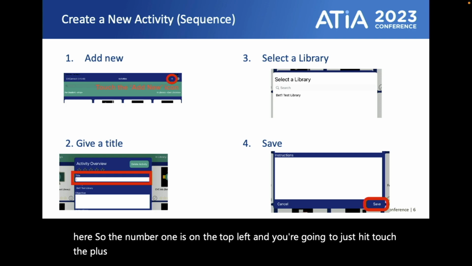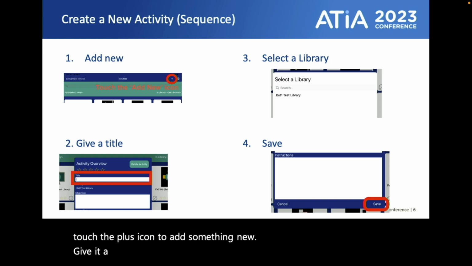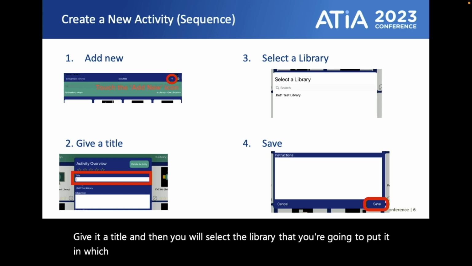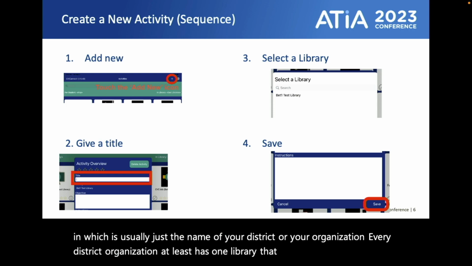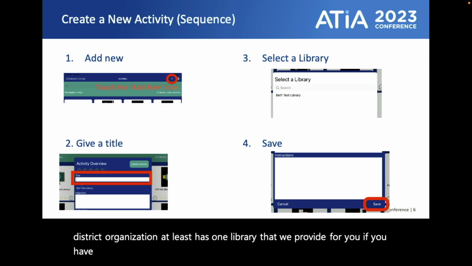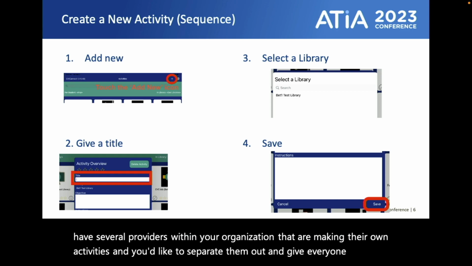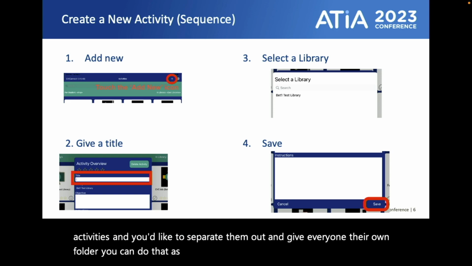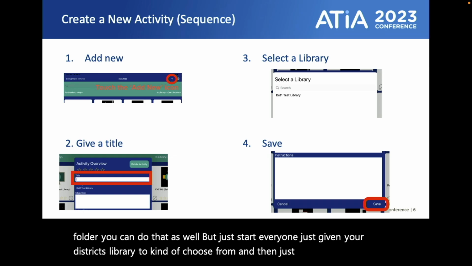and you're going to just touch the plus icon to add something new. Give it a title, and then you will select the library that you're going to put it in, which is usually just the name of your district or your organization. Every district and organization at least has one library that we provide for you. If you have several providers within your organization that are making their own activities and you'd like to separate them out and give everyone their own folder, you can do that as well. But to start, everyone is given your district's library to choose from, and then just press save. So easy as that.